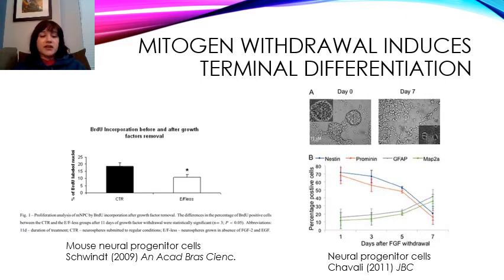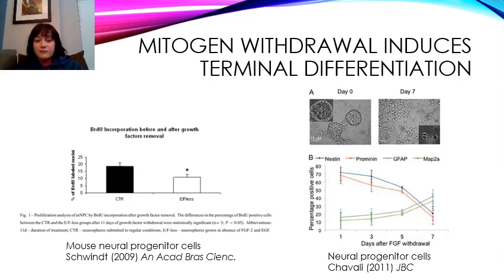When they remove that, the levels of proliferation start to drop, right? So if the cells are not dividing as much, and these are stem cells, that means that they're going to start maturing, undergoing terminal differentiation. And so that's what we can see on the right.